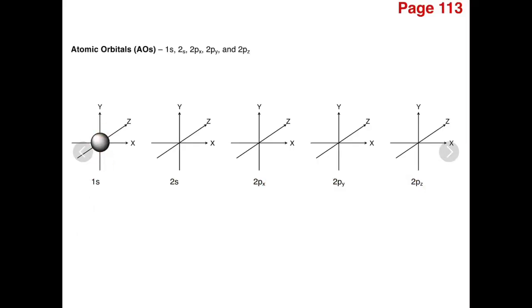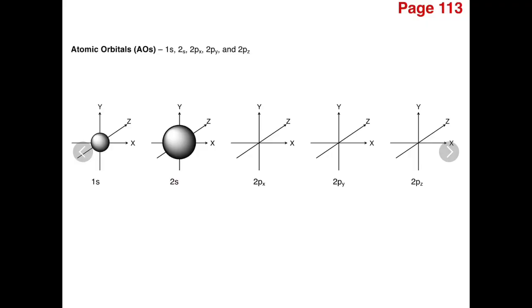Okay, 2s, because the shape of s is going to be the same, it's going to be a sphere shape as well, but to indicate the number of energy shells, right? That means between 1 and 2, 2s would be bigger because it's further away from the nucleus. So in this case, it's going to look the same, except it's going to be bigger, right?